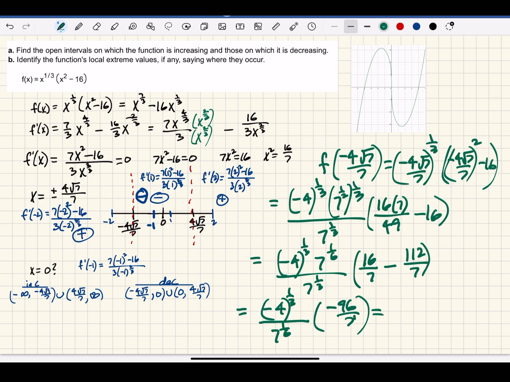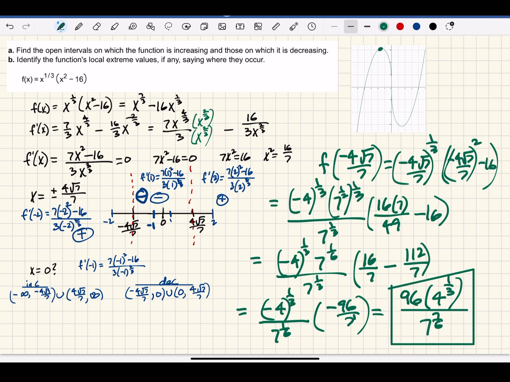This is 7 to the understood 1 power, and when we multiply with like bases, we add exponents. So 1/6 plus 1, or in other words 6/6, is 7/6. So we have a negative times a negative, so that's going to be positive. So we'll have 96 times 4 to the 1/3 power over 7 to the 7/6 power. So that would be the y-coordinate for this dot.